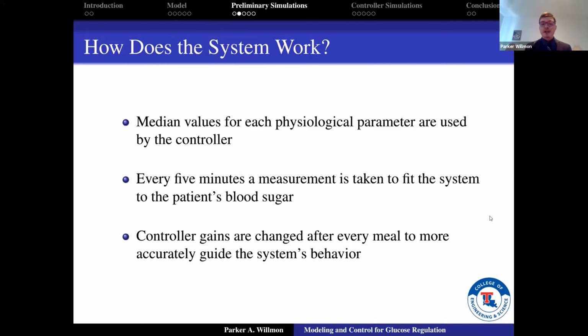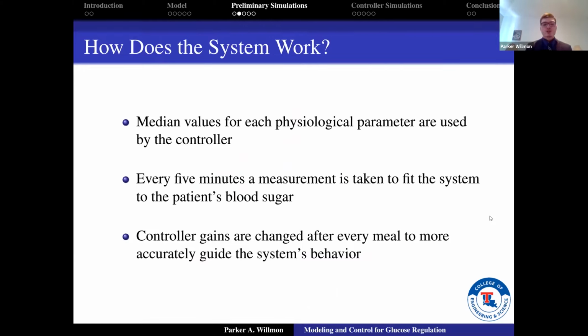Well, the median values for all of those physiological parameters are used by the controller. All the different values that have ranges, the controller takes the median value and just works from there. As the simulation runs, a random value is chosen for a patient from each of those different ranges. Therefore, every patient that is generated by the system is different, and the system cannot be catered to one specific type of patient. Then every 5 minutes, a measurement is taken to fit the system to the patient's blood sugar. And I'll show over the next couple slides why that's important.